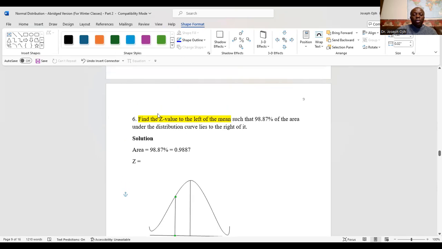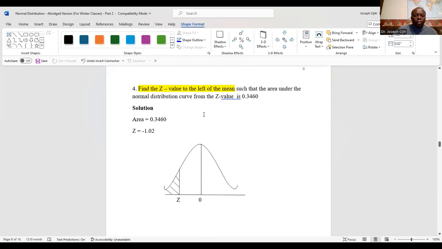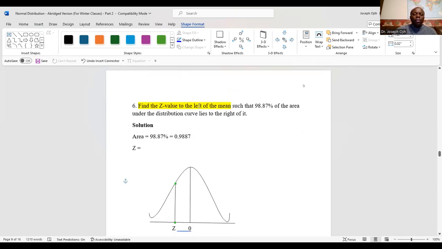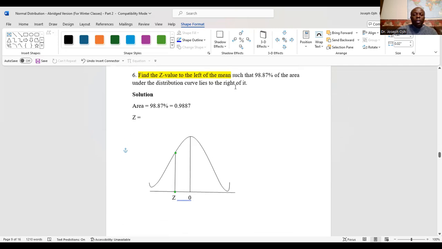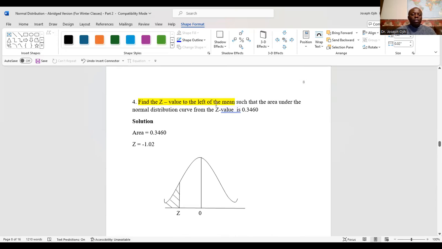But it says to the left here. Now here it says to the left of the mean, so that 98.87% of the area under the normal curve lies to the right. See, unlike this one where it says find the Z value to the left of the mean, so that the area under the normal curve from the Z value is this.